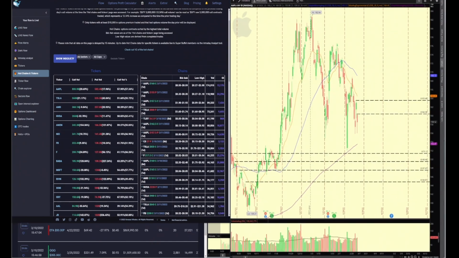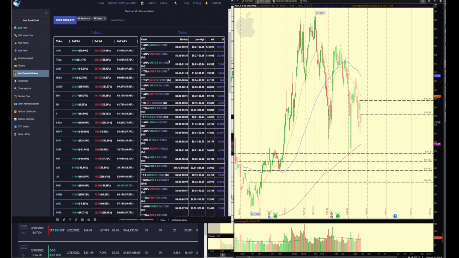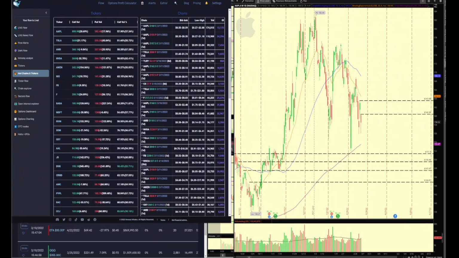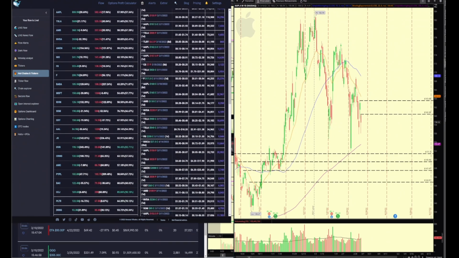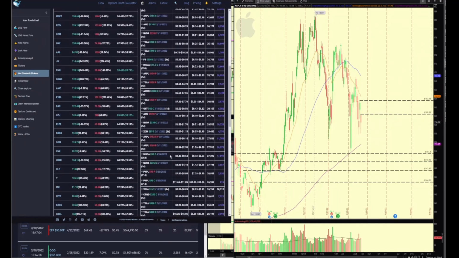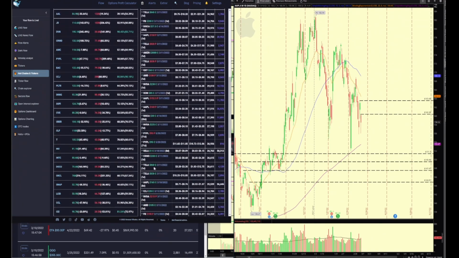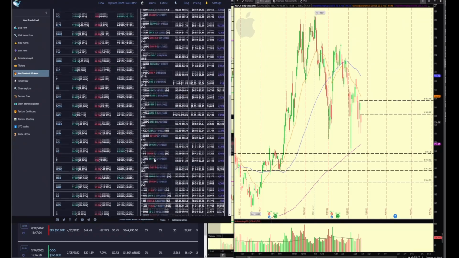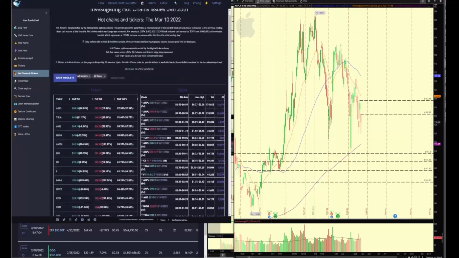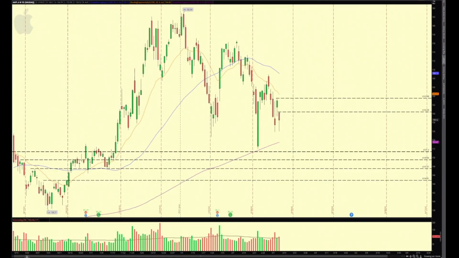Let's keep going, see if we can find something else. We'll keep going down this list and see what other names pop up here. So we're seeing Tesla pop up a few times. Tesla 900, 840. We got Tesla again on a put side. Yeah, they're forever on this hot chain thing. So let's take a look at Tesla.